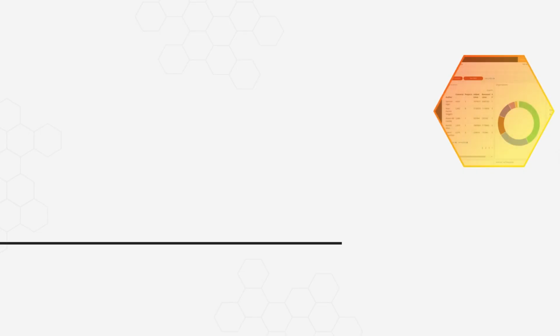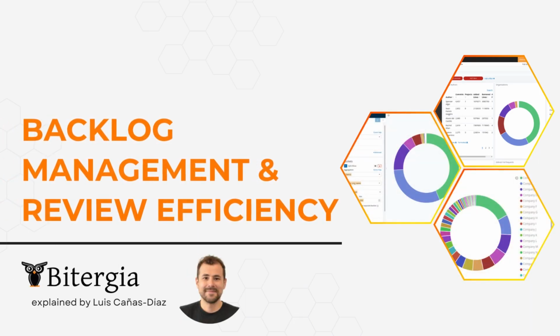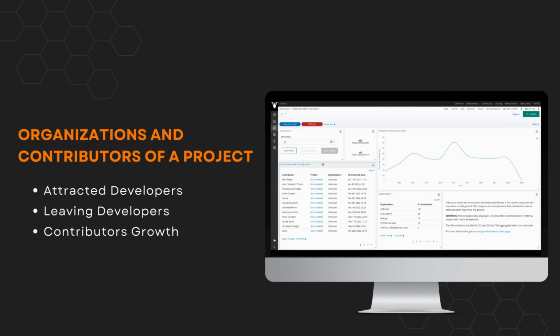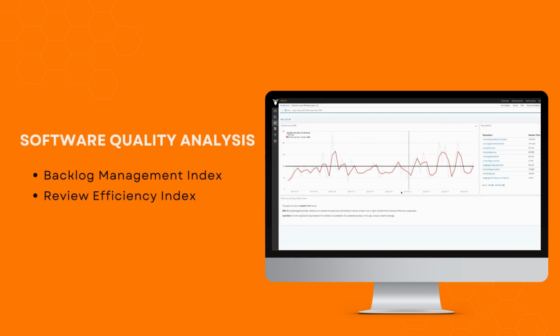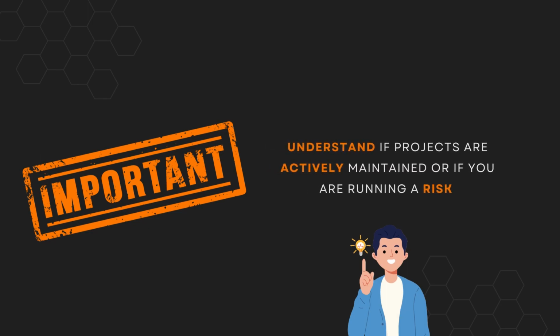This is Luis Cañas Diaz from Bitergia, and today I will talk about two interesting metrics we use at Bitergia to identify risk factors in software projects. In our previous videos, we focused on metrics related to the organizations and contributors of a project. The metrics we present today were initially developed for software quality analysis. So, instead of focusing on the teams doing the job, today we will talk about the process. The key takeaway from these metrics helps us understand if projects are actively maintained or if you are running a risk by including them in your stack.